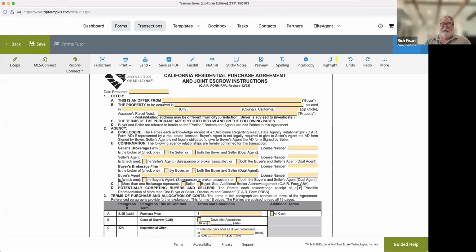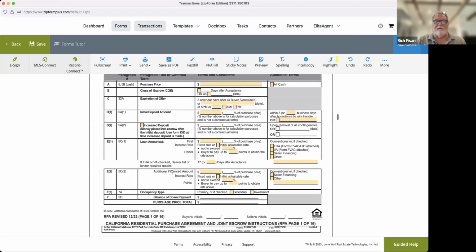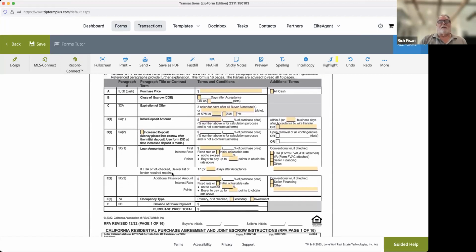So then we go to D. C, if more than one brokerage represents the seller or the buyer, then there is an ABA, which is an additional brokerage acknowledgement. So that would be added there. But most likely it's just going to be one brokerage. All right, so potential competing buyers and sellers. Well, what form do we have to notify the buyers and sellers of this? It's one that we just looked at, the possible representation of more than one buyer or seller. So there you go.